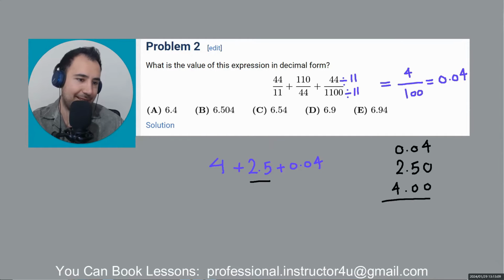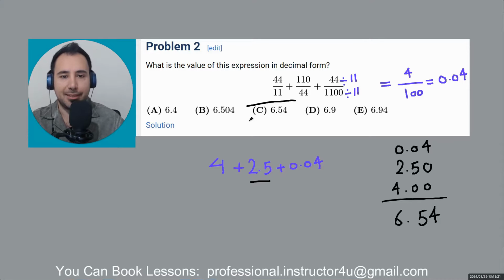So if you write it like this, then we don't make mistakes. So it's going to be 4, it's going to be 5, and it's going to be 6. 6.54. The answer is C. This one, again, easy, but it's a little tricky.